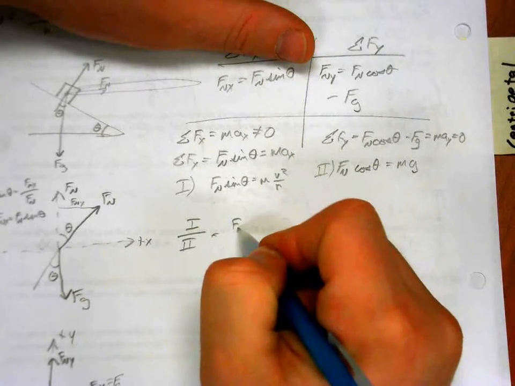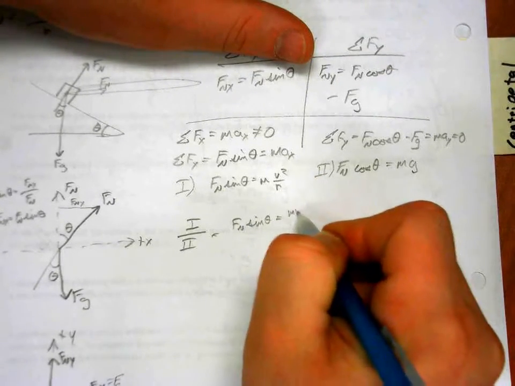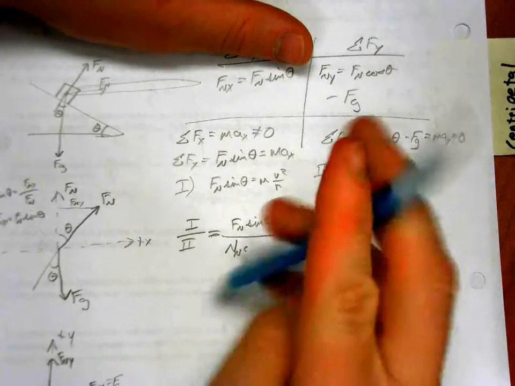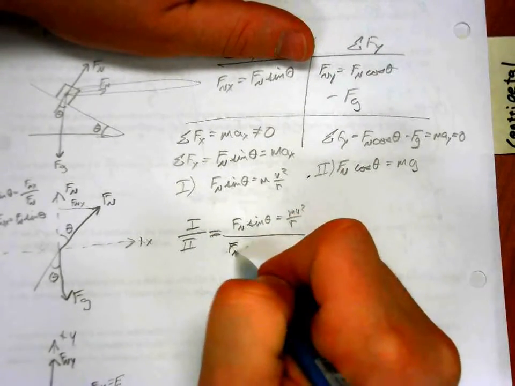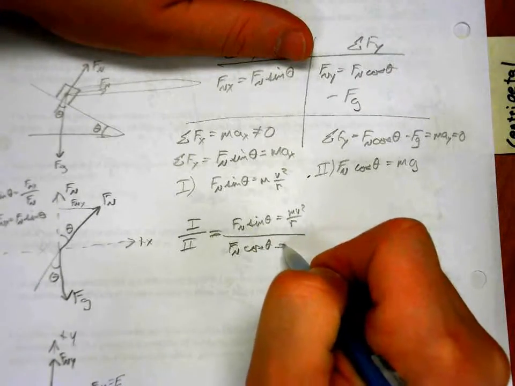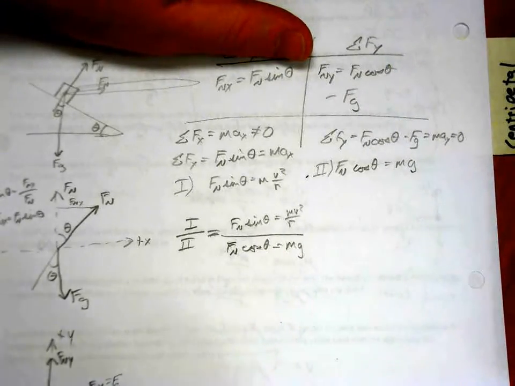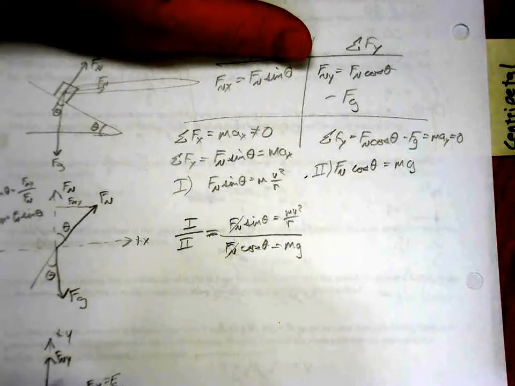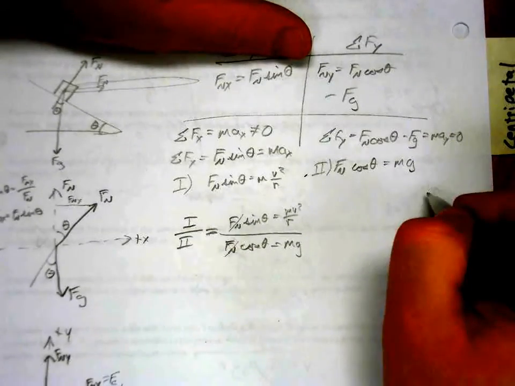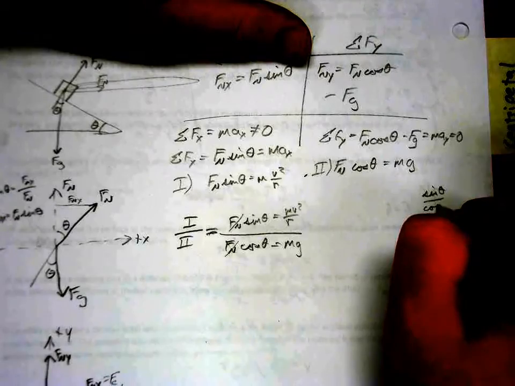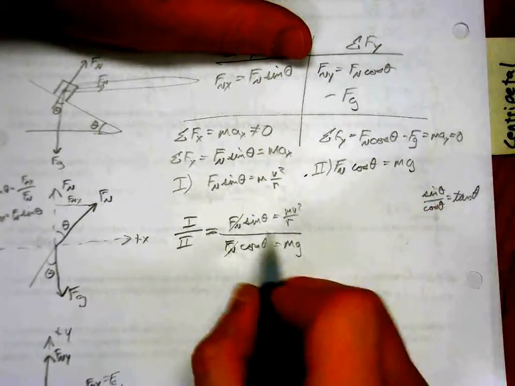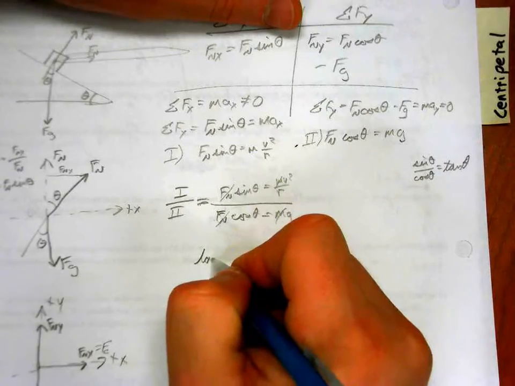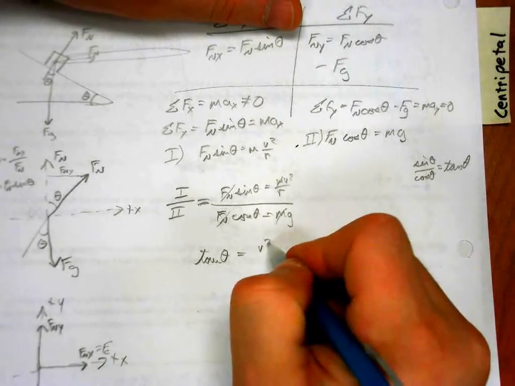So that equals Fn sine of theta equals mv squared over r, and we're going to divide that whole equation by Fn, whoops, not nn, Fn cosine of theta equals mg. Well, you'll notice immediately from this that the two normal forces cancel out. Sine over cosine, which you may remember, sine of theta over cosine of theta equals tangent of theta. These m's cancel out. So you're left with tangent of theta equals v squared over gr.